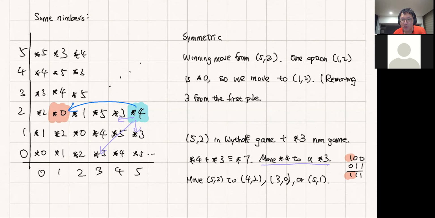Even removing 4 chips from the first pile. Yes, it is. Okay, thank you.